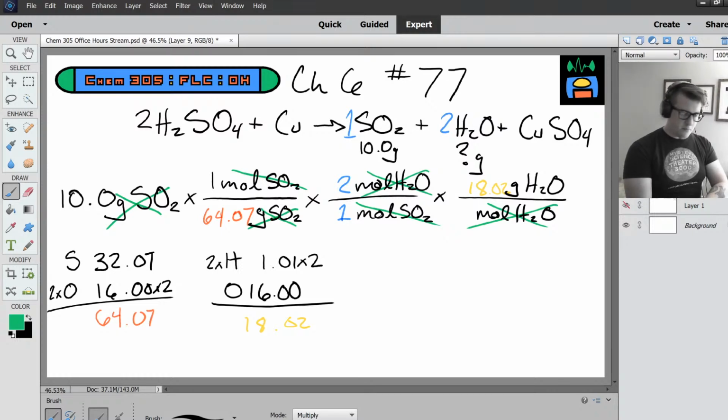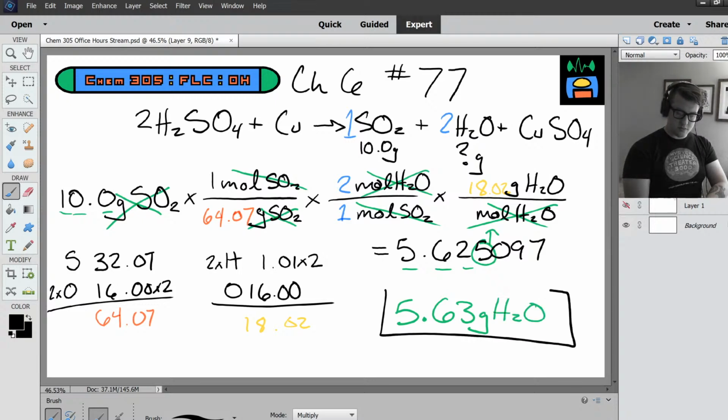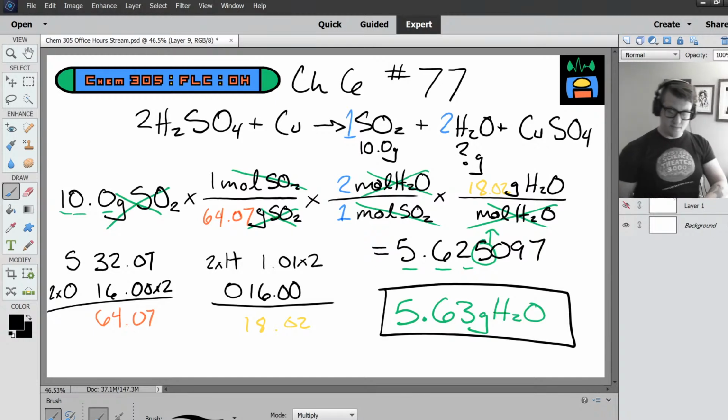The number that my calculator is giving me is 5.625097. We can only keep 3 significant figures because our mass only has 3, and our molecular weights each have 4. You have to go with the least. The 5 will round up, so 5.63 grams of water is the mass of water produced alongside 10 grams of sulfur dioxide.